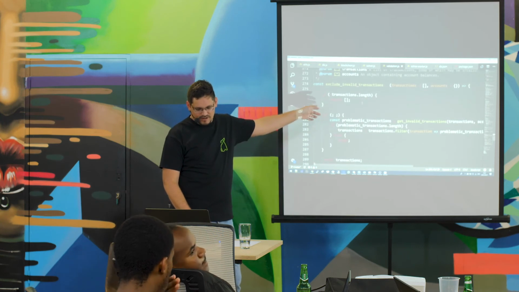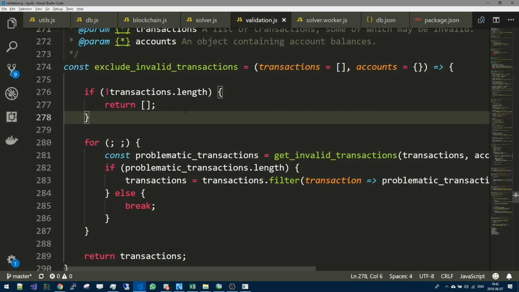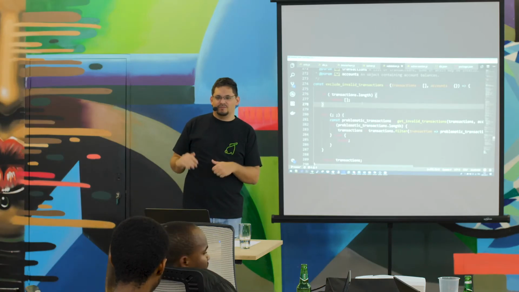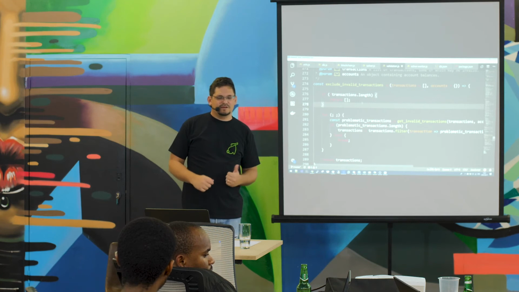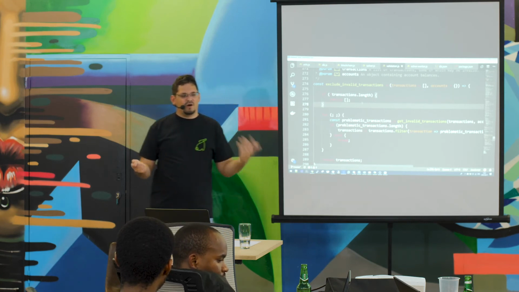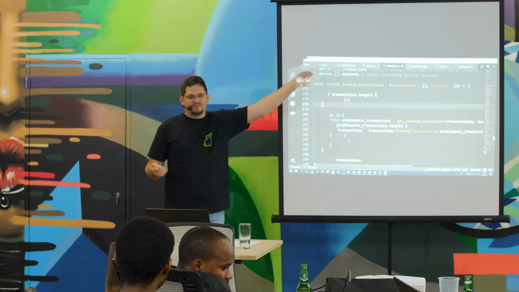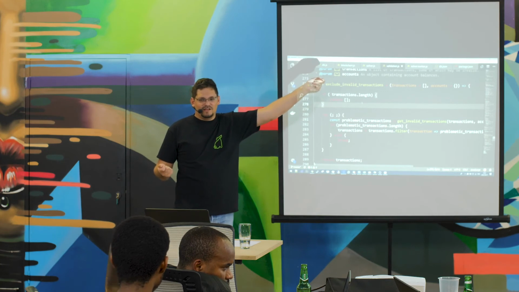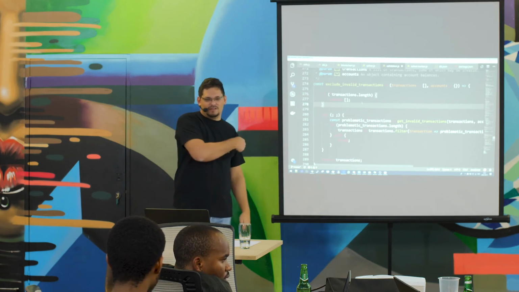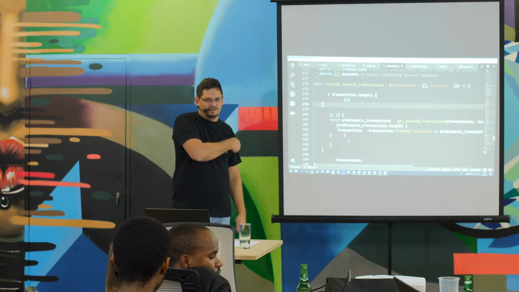The exclude invalid transactions function is used for our transaction pool. If we have a pool of transactions and a new block gets added, we need to remove all the transactions that are suddenly invalid because of the new block. So if somebody wants to spend money, a new block gets added, and he spends some money elsewhere, and now he has no money, we need to take out that transaction that is now invalid.